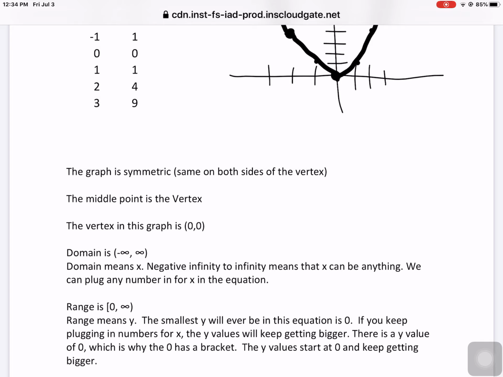The range means the y values. The smallest y will ever be in this equation is 0. If you keep plugging in numbers for x, the y values will keep getting bigger. There is a y value of 0, which is why 0 has a bracket. The y values start at 0 and keep getting bigger. There's a bracket around 0 because you're including 0. Comma infinity is because the y values just keep getting bigger. If you kept plugging in numbers for x, the y's would just keep getting bigger because when you keep squaring, they just keep getting larger.